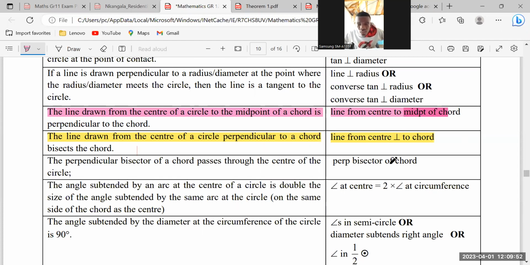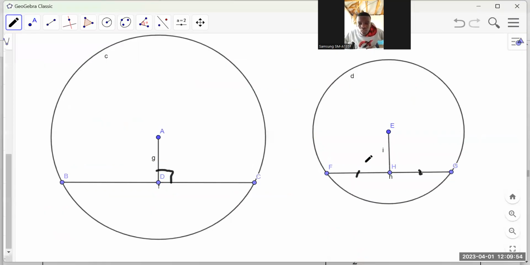So the diagram will look something like this. It's a line from the center to the midpoint of the chord. Now, if they include something like this on your diagram, then it's a line from the center to the midpoint of the chord. That's the first one. And then we also have another statement.